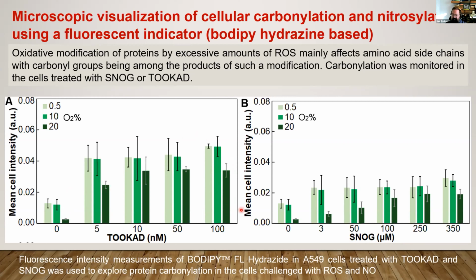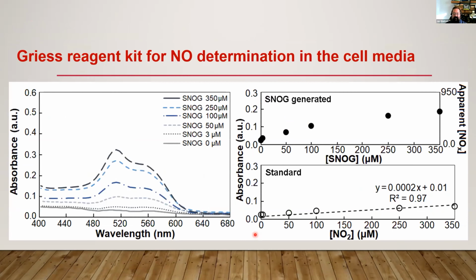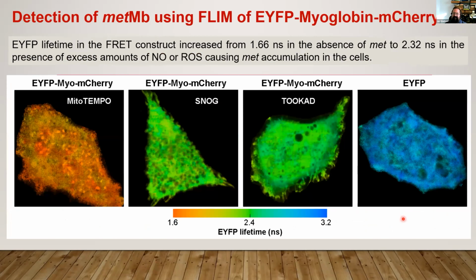And we could see that we were definitely generating ROS and NO in the cells, because you can quantify these things in that actinic method. And you can do a standard curve to find out how much NO you're creating. That's all done with absorbance. And here's an example of what we can do just using lifetime of that combined probe.